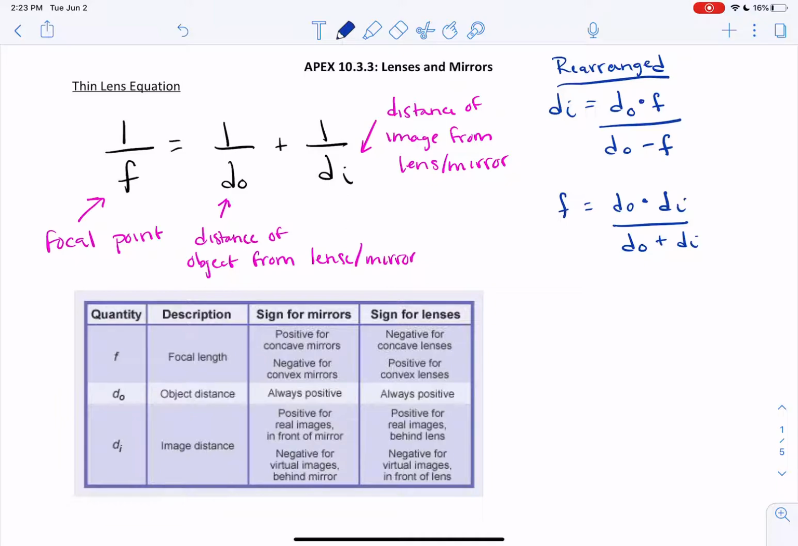Now for do, the object distance is always positive, both for mirrors and lenses. Di, which is that image distance, it's positive when it's a mirror. It's positive for real images, and remember, in a mirror, a real image is in front of the mirror, and it's negative for virtual images, which are behind the mirror. For lenses, di is positive for real images, but remember now, real images for a lens is behind the lens, and it's negative for virtual images, and for a lens, it's in front of the lens. Okay? So we need to use all of this information to solve some problems.